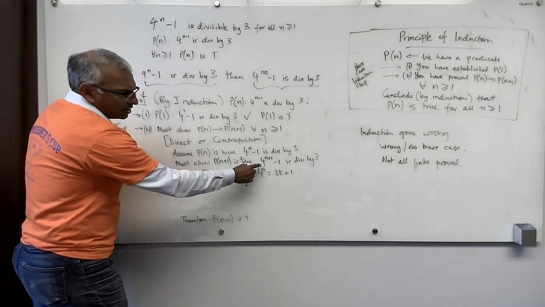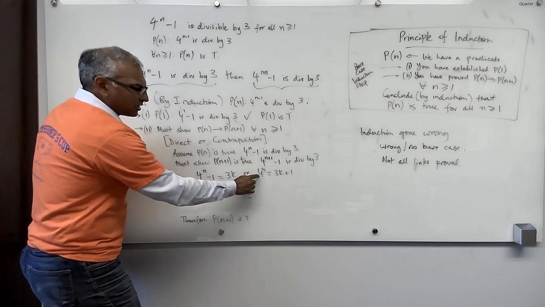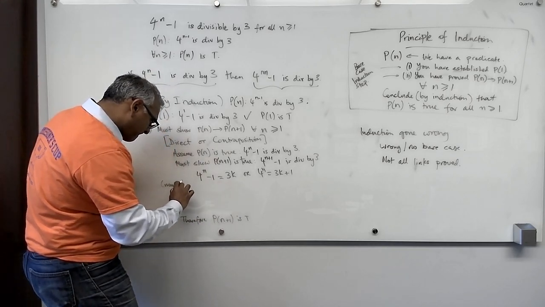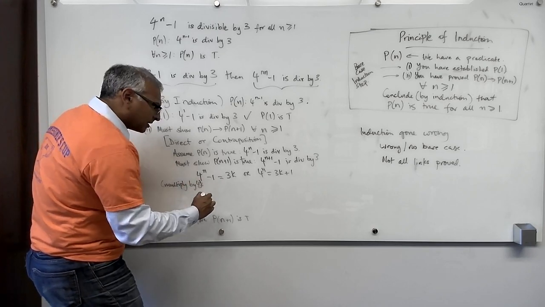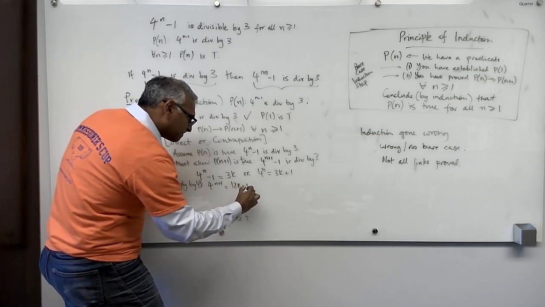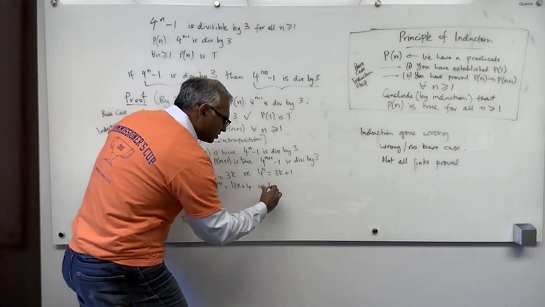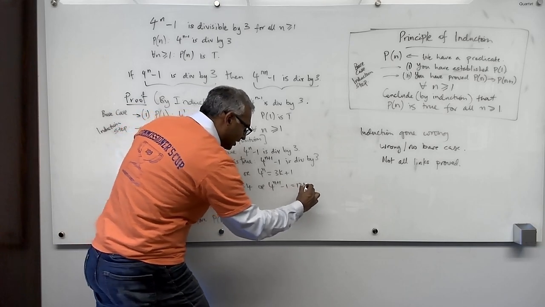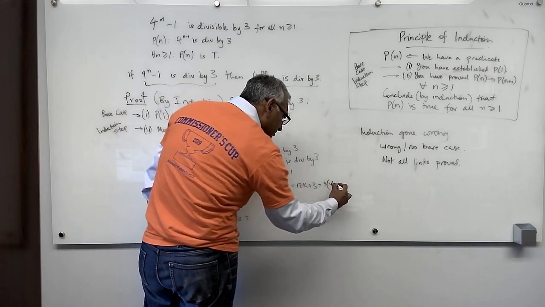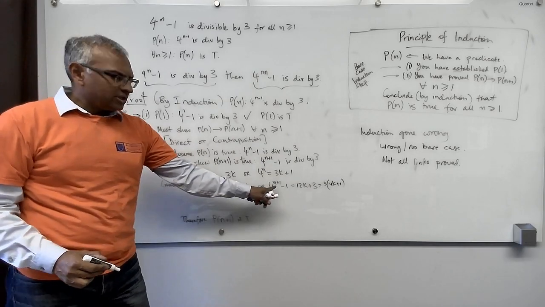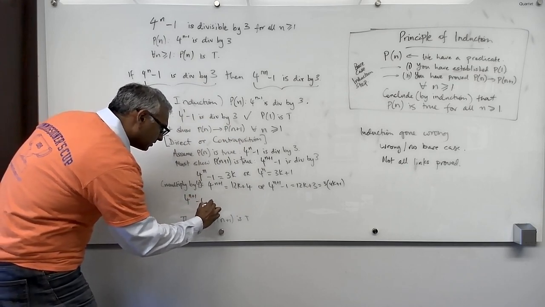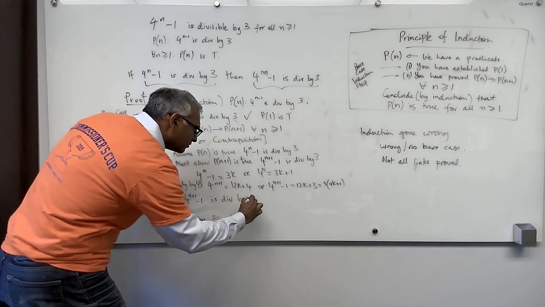Because look, I'm interested in an expression involving 4 to the n plus 1. So I have 4 to the n, so I can just multiply both sides by 4. That gives me 4 to the n plus 1 is equal to, multiplying this side by 4, 12k plus 4. Or, if I subtract 1 from both sides, 4 to the n plus 1 minus 1 is equal to 12k plus 3. But that is equal to 3 times 4k plus 1. So 4 to the n plus 1 minus 1 is a multiple of 3. 4 to the n plus 1 minus 1 is divisible by 3.